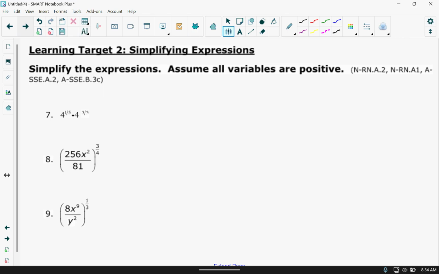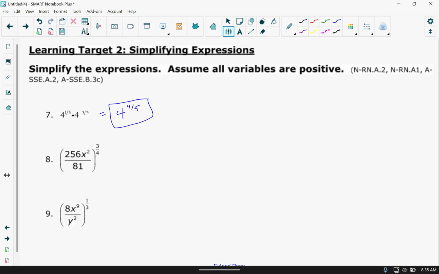Anytime you have two bases being multiplied, you just add the exponents. I think that says 3/5. Hopefully it does. So we keep the base as a 4, and then 1/5 plus 3/5 is 4/5. It doesn't say simplify, so I'm just going to leave that there, but yeah, that's pretty much the answer.